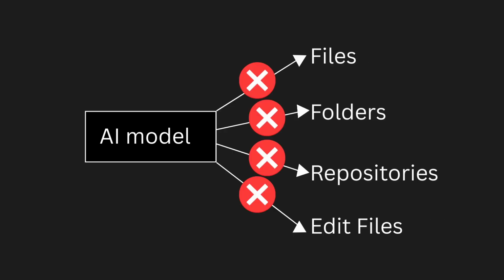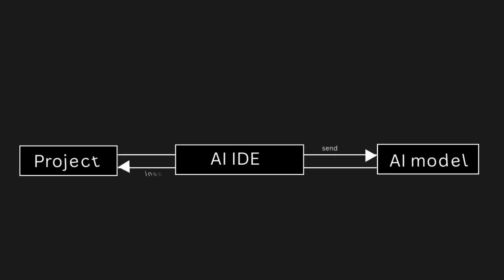But the model alone is not enough to write useful code for real projects. If you only give the AI a short prompt, it doesn't know anything about your application, your file structure, or how your code base is organized. This is where the AI-powered IDE comes in. The IDE acts as a bridge between your project and the AI model.